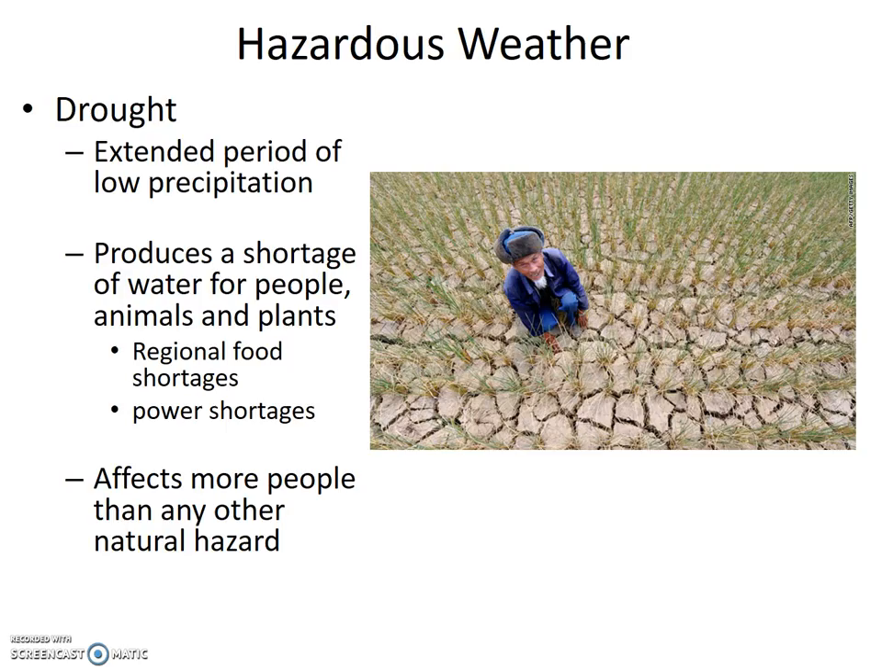Another type of hazardous weather is drought, which can be defined as an extended period of low or below average precipitation. It produces a shortage of water for people, animals, and plants, which can lead to regional food shortages. It can cause power shortages, especially in areas that rely on hydroelectric power. This natural hazard affects more people than any other natural hazard. The image depicts some drought conditions with limited water, agricultural problems, and a person that I'm guessing is stressed out by the problems that this drought may be bringing.